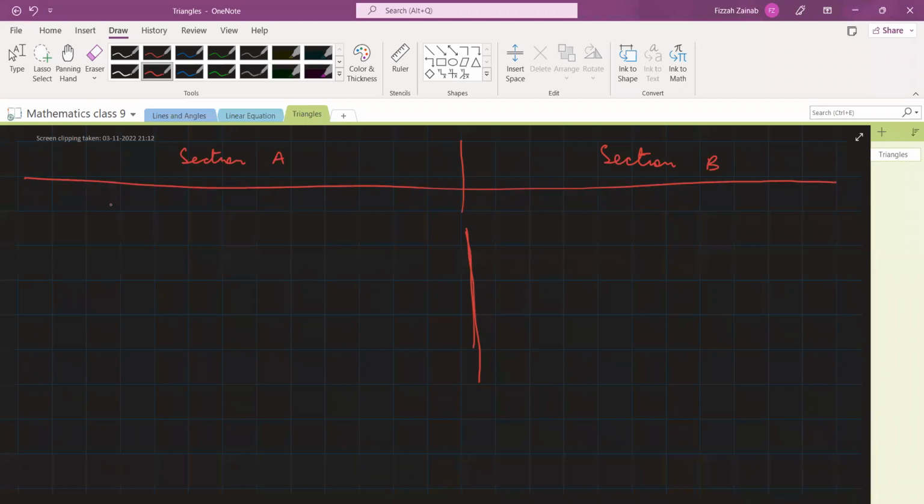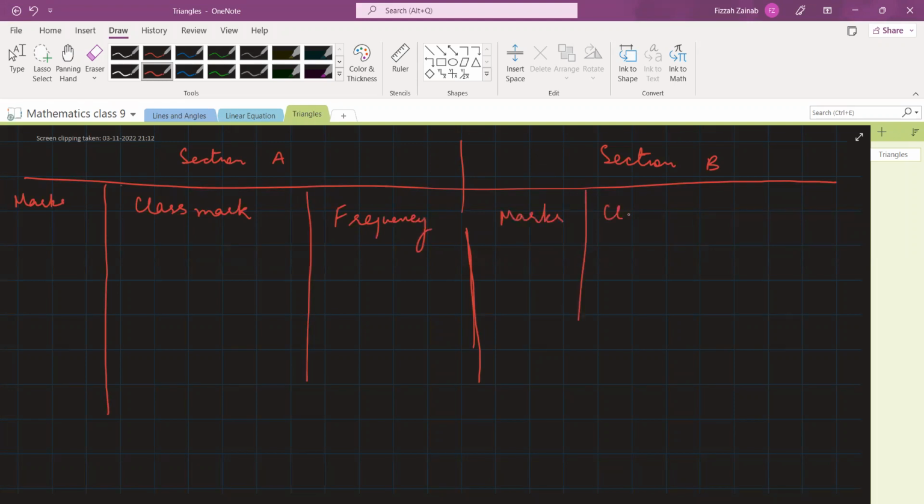Then you have to divide this into three parts. One is your marks, which are actually given, right? Then you will calculate class mark. So marks and class mark are two different things, okay? And then frequency. Similarly, you will write the marks of students, then find its class mark and then frequency.